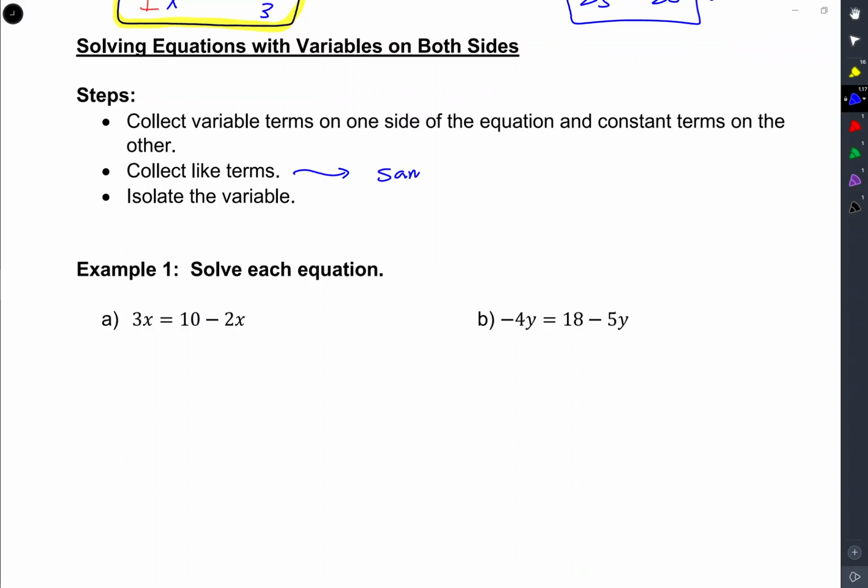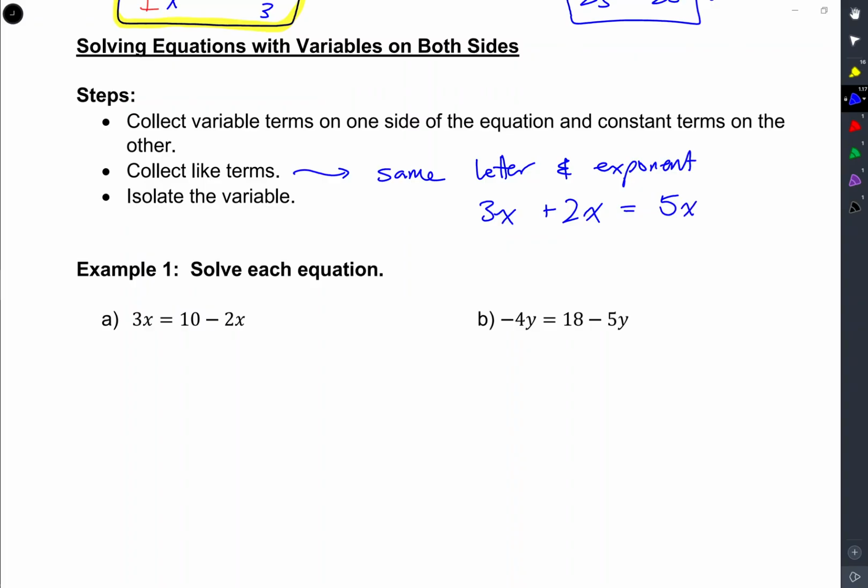Like terms have the same letter and the same exponent to be a like term. So if we see 3x plus 2x, those are like terms. They're both terms with x to the exponent 1, and it's equal to something like 5x.